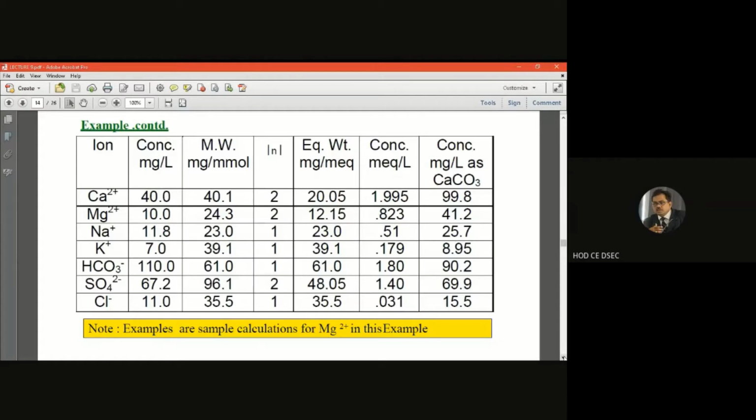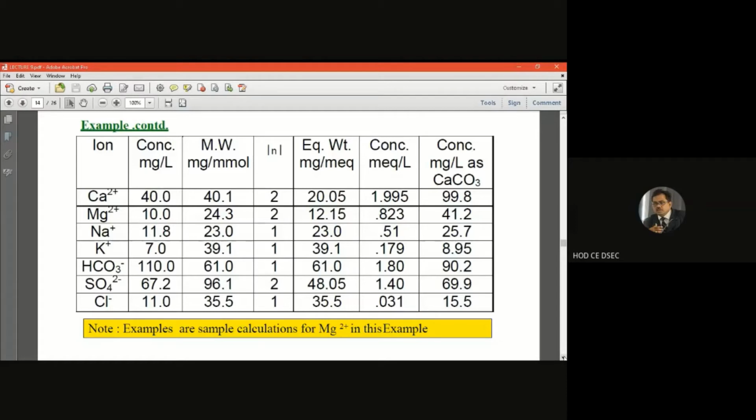So 50 divided by 12.15 into 10, that will be the concentration of the magnesium in milligram per liter as CaCO3. By this way, first you have to prepare the table in terms of concentration in milliequivalent per liter as well as concentration in milligram per liter as CaCO3 of all ions.